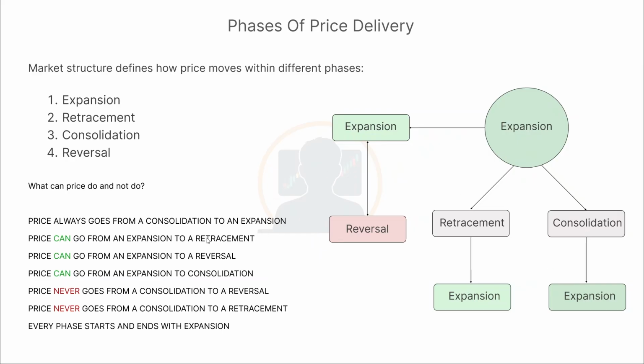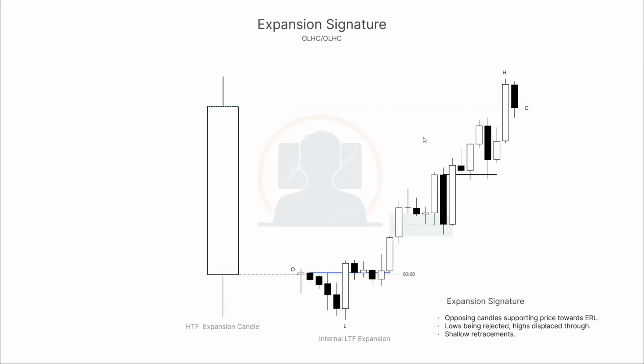So now that we know the rules and how the market flows in respect of these phases, let's dive into a deeper understanding of how they actually print on the charts and their signatures. Starting with expansion signatures. On the left here we have the higher time frame expansion candle, and on the right we have internal lower time frame expansion. But what is an expansion candle? An expansion candle is any candle with a small wick size and a large body.